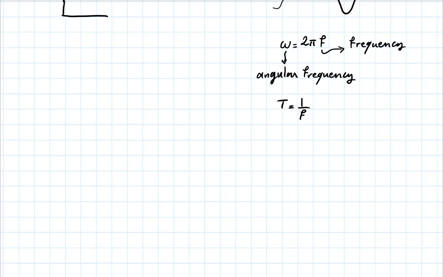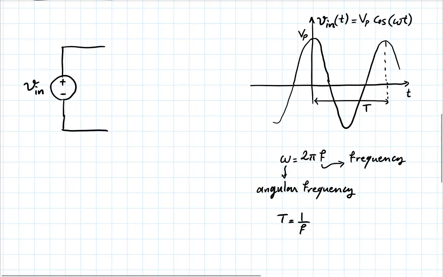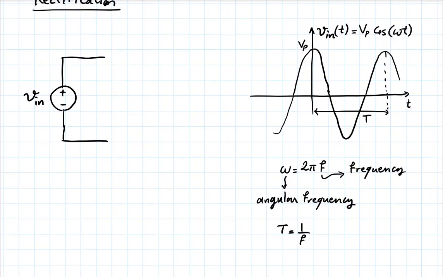Omega is radians per second. These are things that I think you've seen in physics again, right? Dealing with a basic sine function. Or in this case, cosine. Centered at 0, or I've put the peak at 0.